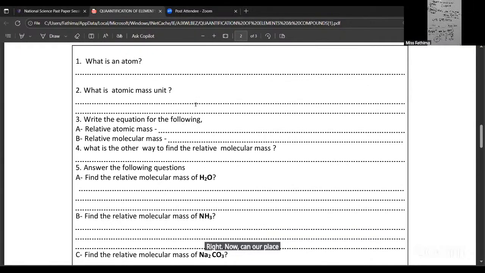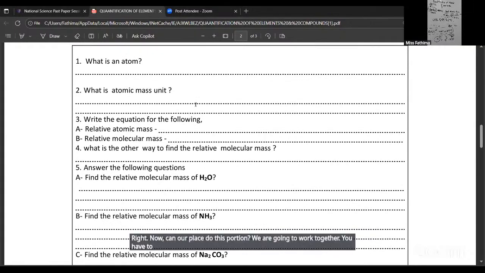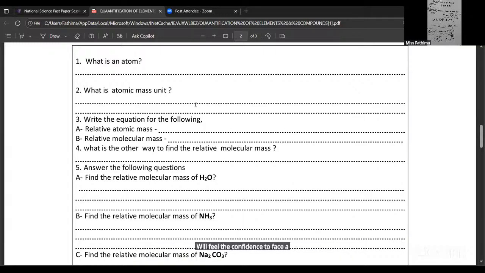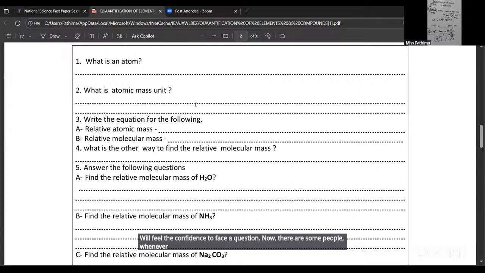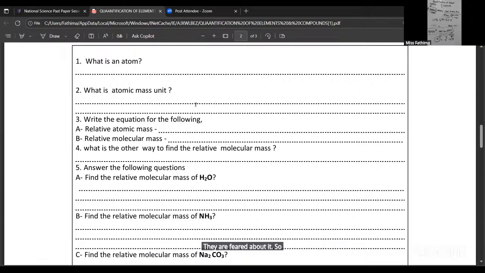We are going to work together. You have to try a question. That is where you will feel the confidence to face a question. There are some people who, whenever they see a numerical expression, get scared. They fear it. That fear you should not have, right? Feel confident to attempt a question.